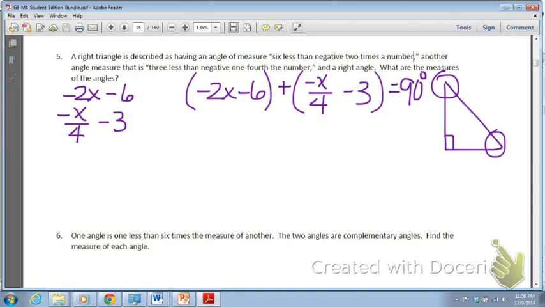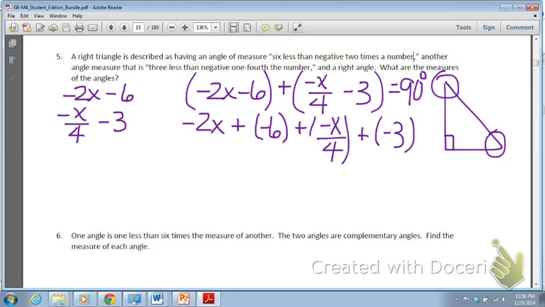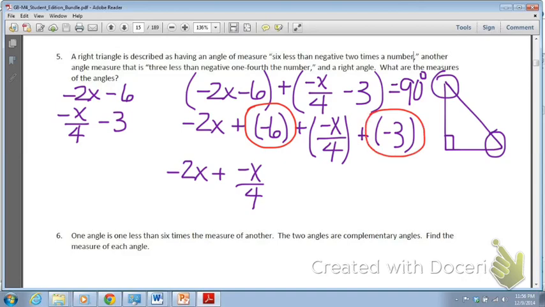All right, so I'm going to rewrite this expression. I've got -2x plus a -6 plus a -x/4 plus a -3. Everything's negative, okay? And I like to write it with addition signs because I want to move them around. So I'm going to take -2x and I want to add that to -x/4. So we'll do that in just a minute. And then I want to take the two numbers, the -6 and the -3, and add those. So I can do that a little more easily. So this is going to be plus a -9, because those two together would be -9.